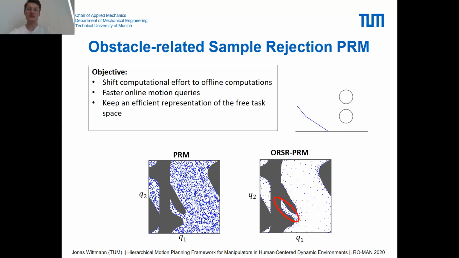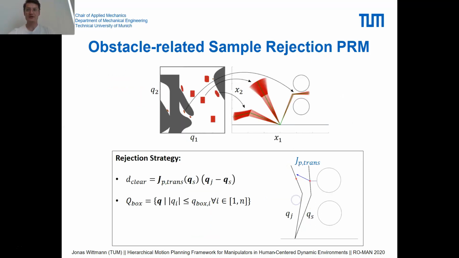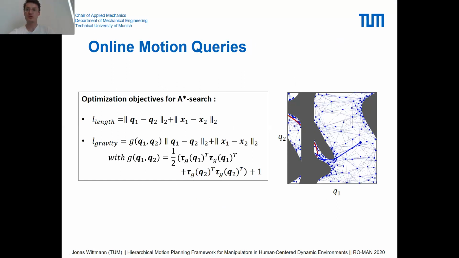An efficient representation of the free static task space in the robot's configuration space is ensured by an increased via point density near obstacles. The applied rejection strategy uses the closest distance between a sampled configuration and the obstacle as a rejection criterion. An additional bounding box in C-space ensures a sufficient exploitation of the robot's null space and limits approximation errors. We implemented optimization objectives both for minimal traveling length and for minimal joint torques due to the gravitational load for the online motion queries.